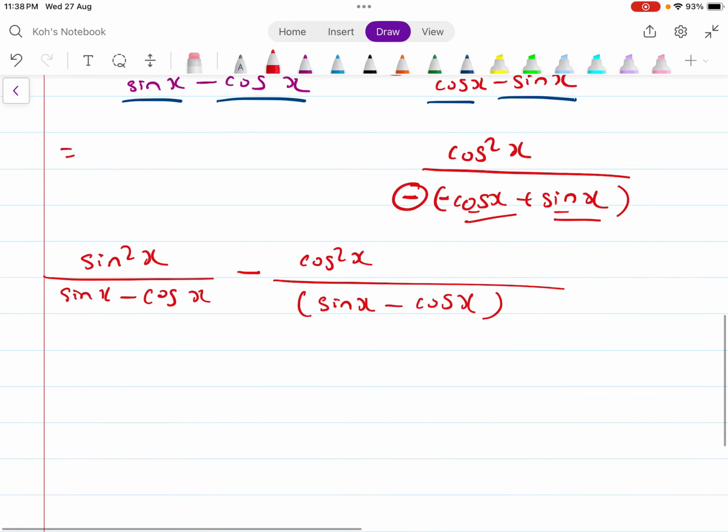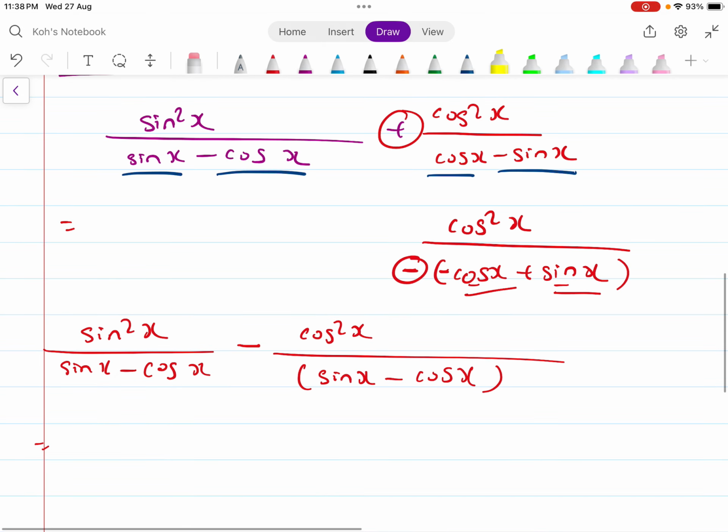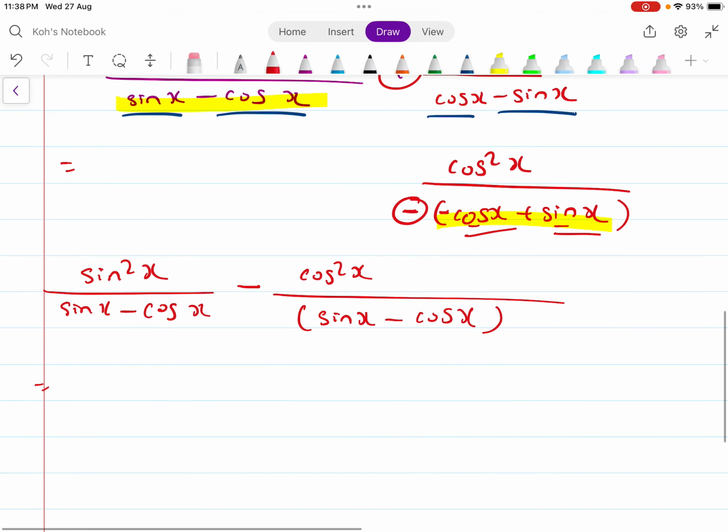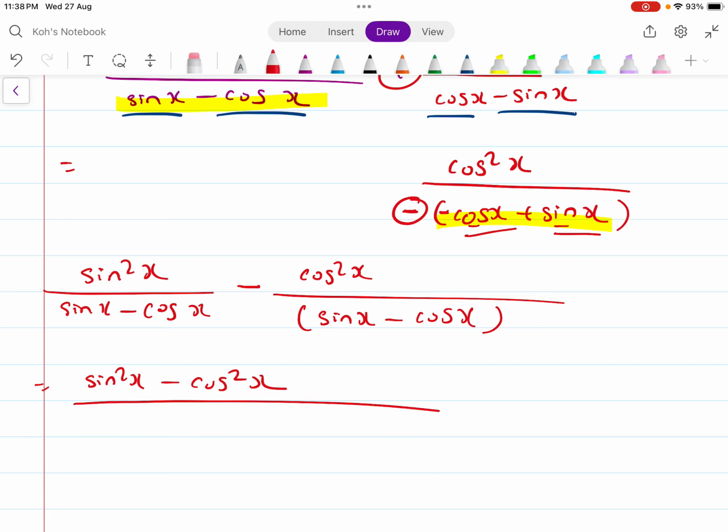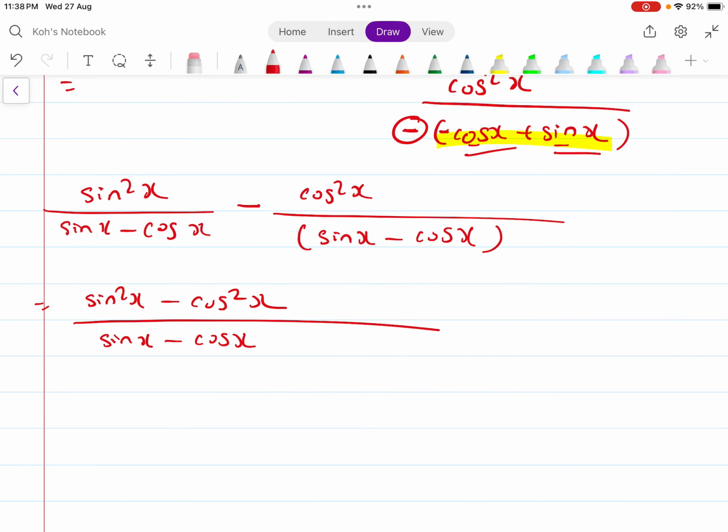Then after this, you can combine already, because you look at the denominator is the same. So this and this is the same, so you can combine them. So I will get sine square x minus cosine square x over sine x minus cosine x. So you can see that we are almost there, just that it's not exactly the same.